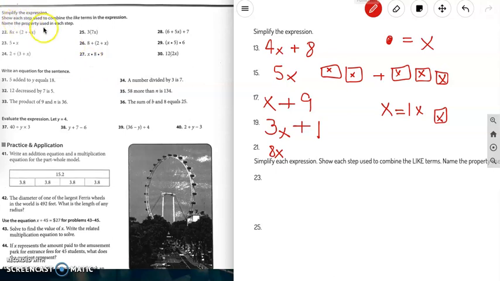Simplify the expression, show each step used to combine the like terms in the expression, name the property used in each step. So you don't actually have to do the last direction, you can just do the first two directions. So let's look at number 23. 5x, right? 5 times x, 5x. Simple as that. And 25, 3 times 7x. So 3 times 7 is 21. So number 25 is 21x.